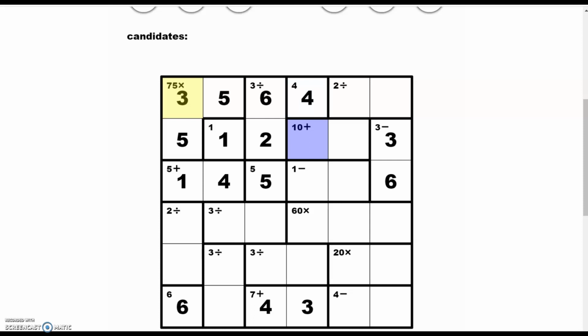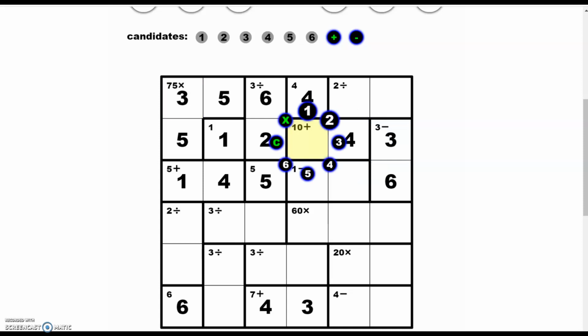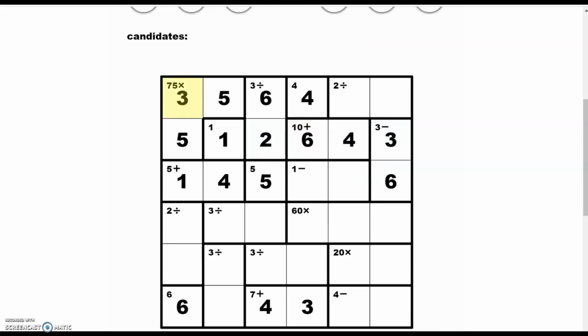Notice this 4 prevents this from being a 4. There has to be a 4 somewhere in this row. There has to be one of each kind of number, so this is going to be a 4, and this is going to be a 6. That's how this thing goes.